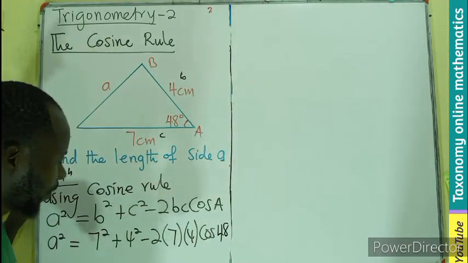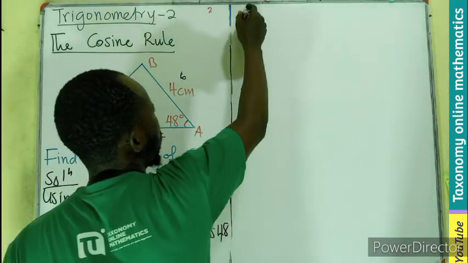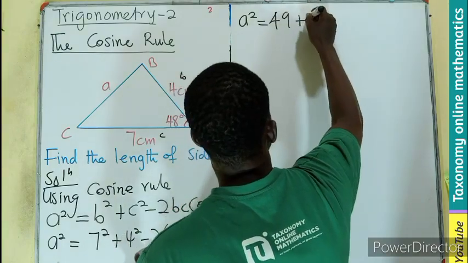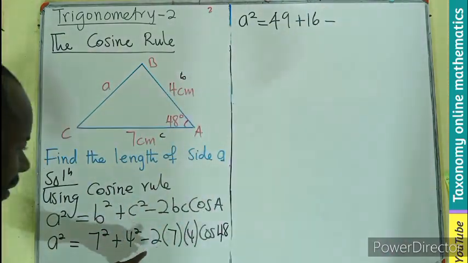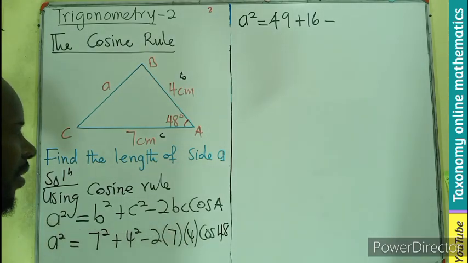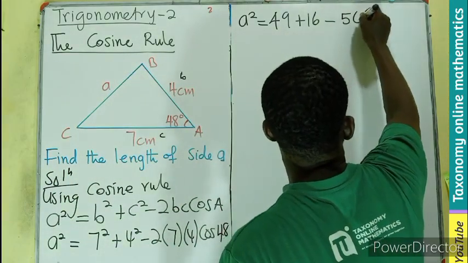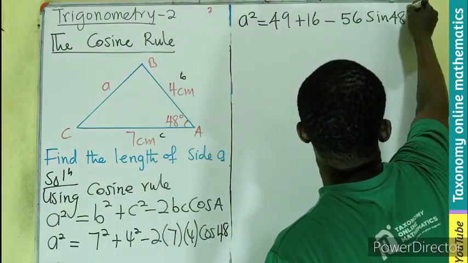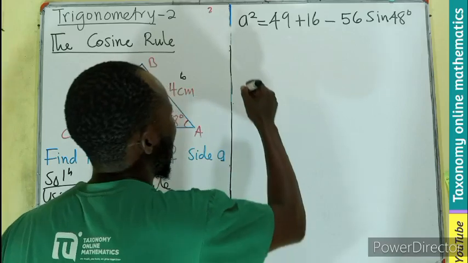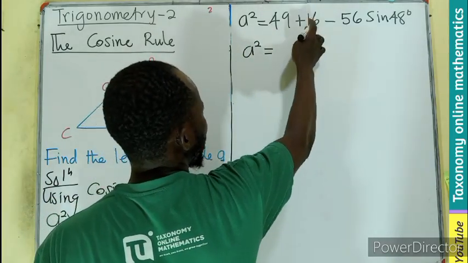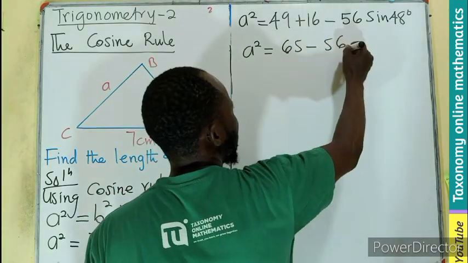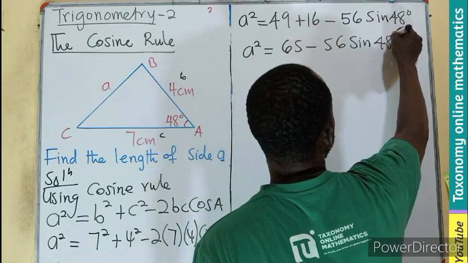Then cos, what is the cos? 48. Okay. So now let's proceed to have our a squared equals 49 plus 16 minus, here it is going to be, this plus this will be 8. 8 times 7 will be 56, right? So 56 cos 48 degrees. So let's compute this to have our a squared equals 65 minus 56 cos 48 degrees.